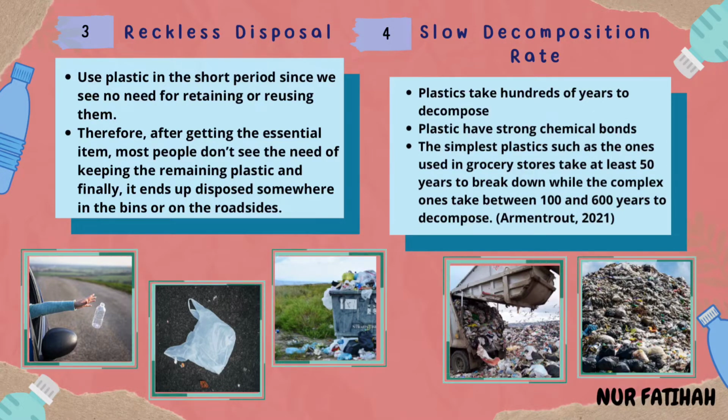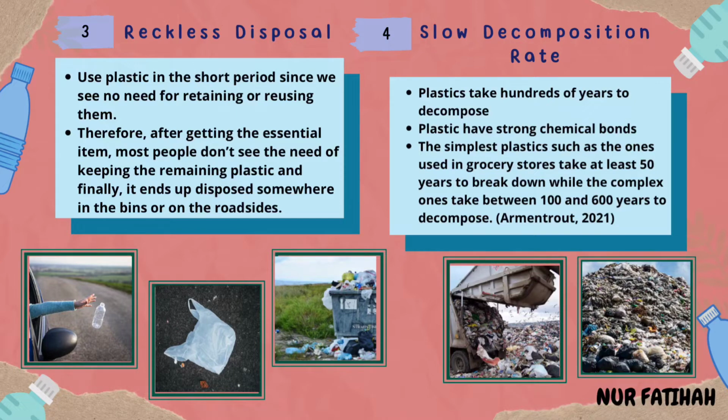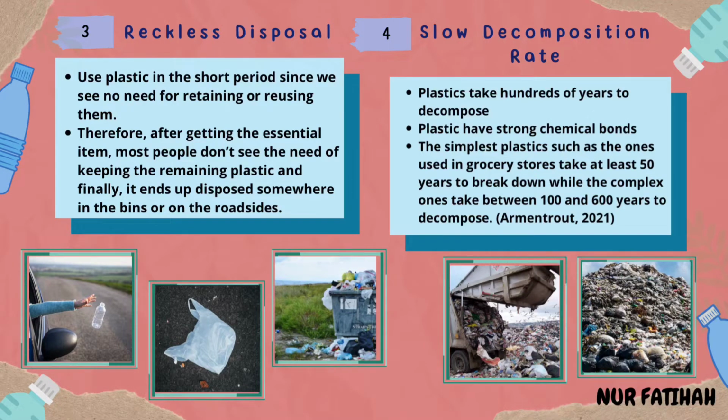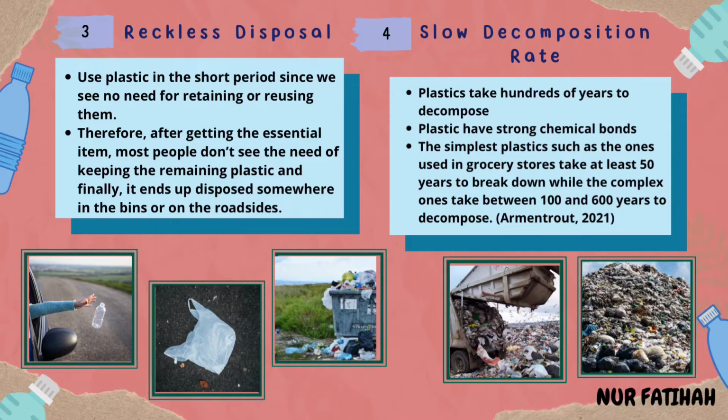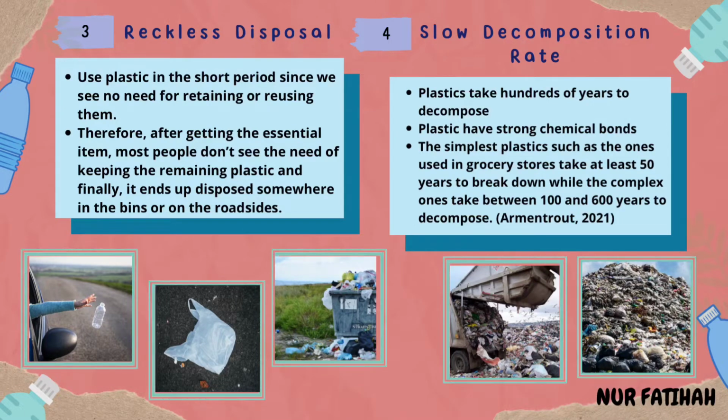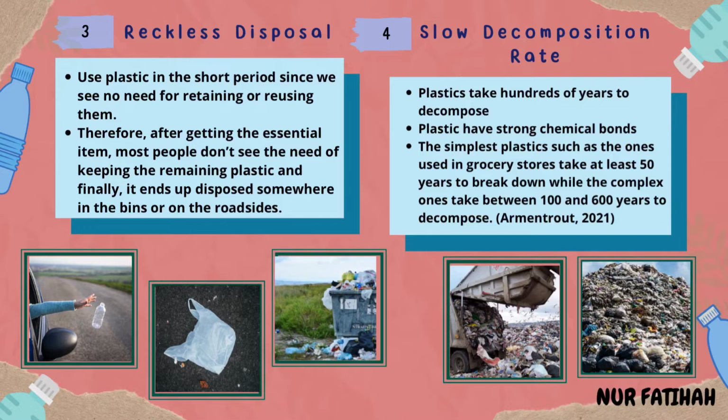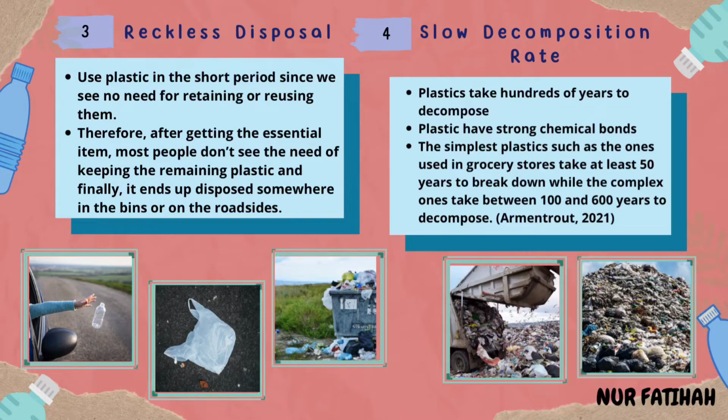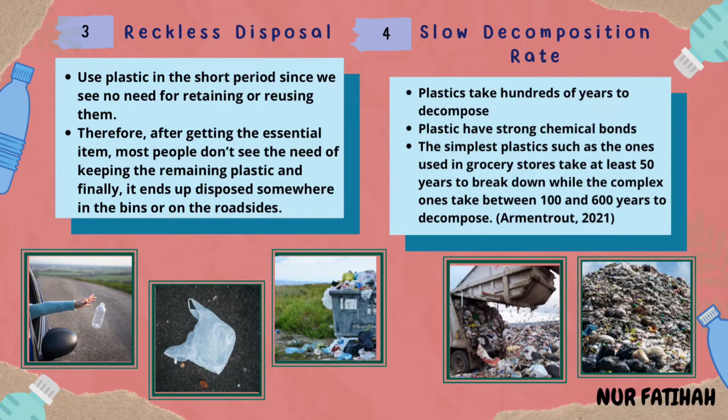Fourth, slow decomposition rate. According to some researchers, plastic takes hundreds of years to decompose because it has strong chemical bonds that simply make it last. The simplest plastics, such as the ones used in grocery stores, take at least 50 years to break down, while the complex ones take between 100 and 600 years to decompose.